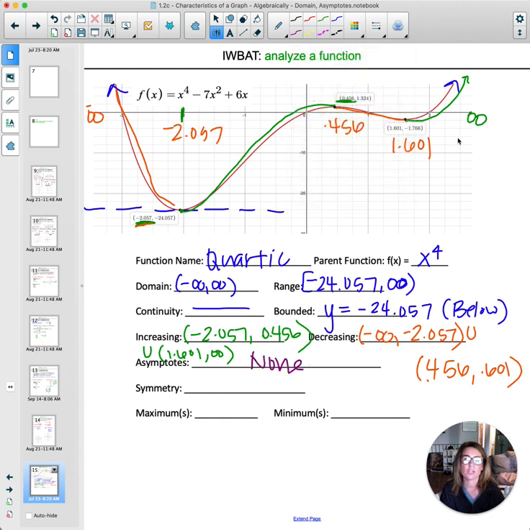Okay, there's no vertical asymptotes. The graph isn't going towards any number at the ends. It's going to infinity, so no horizontal. Symmetry, none.